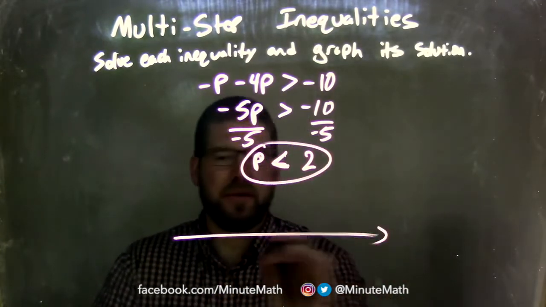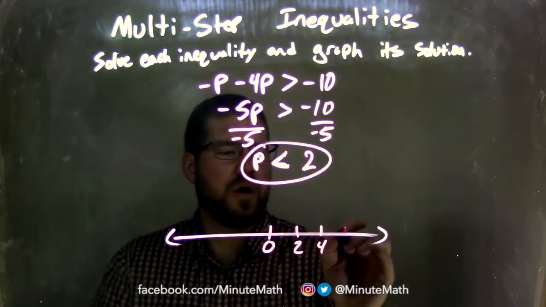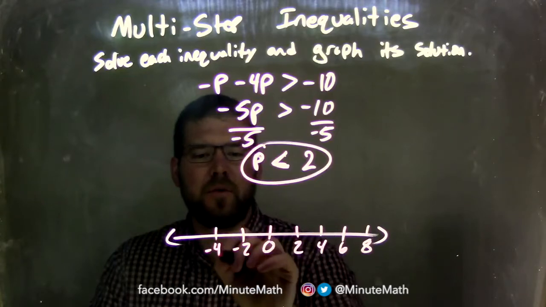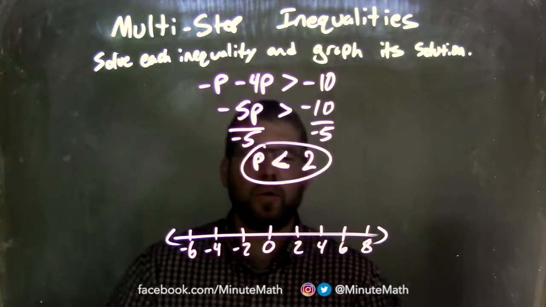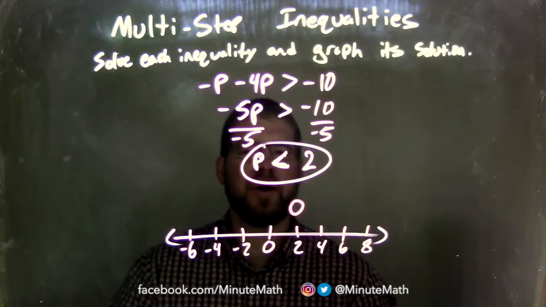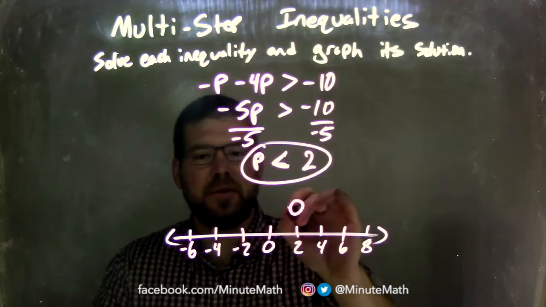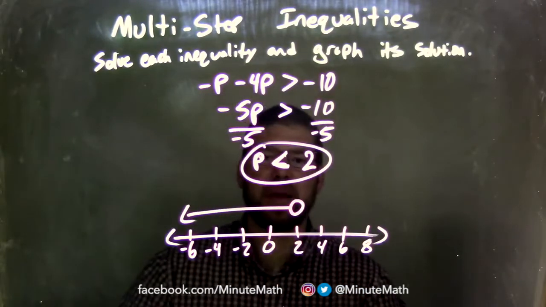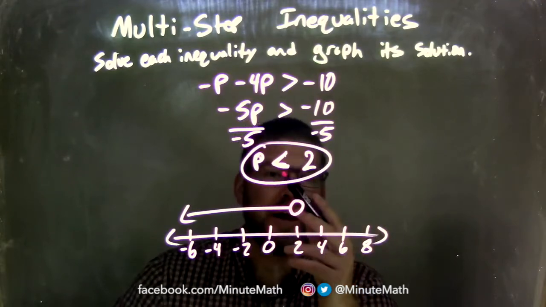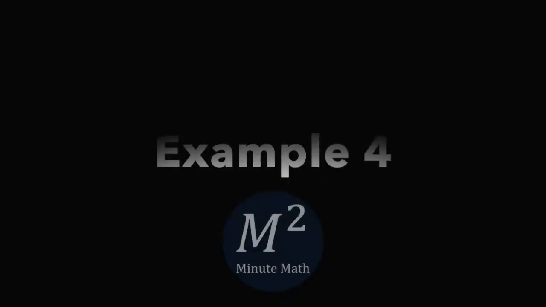So now let's make a graph here. 0, let's go by 2's. 4, 6, 8, negative 2, negative 4, negative 6. Well, since P is less than 2 and not equal to, we put an open circle at 2. And then I need to shade to the left because it said P is less than 2. So shade to the left. And now we have our graph. That graph represents and matches our answer, which is our final inequality: P is less than 2.